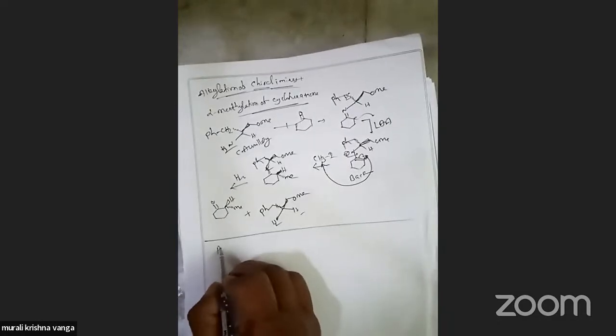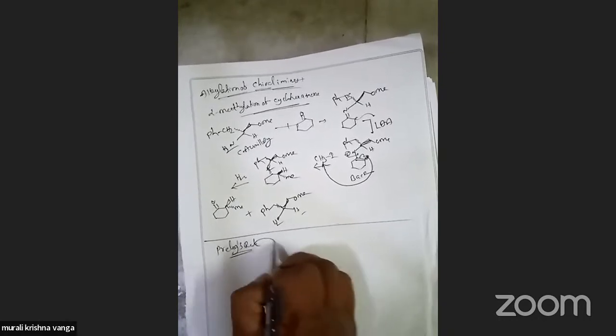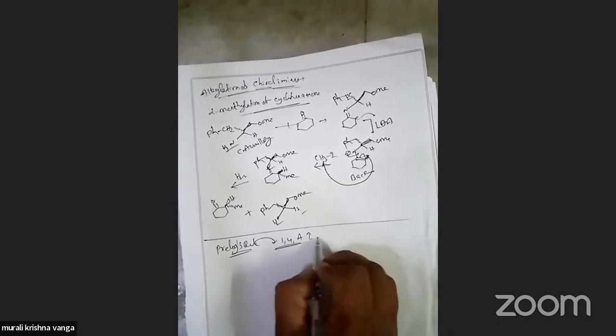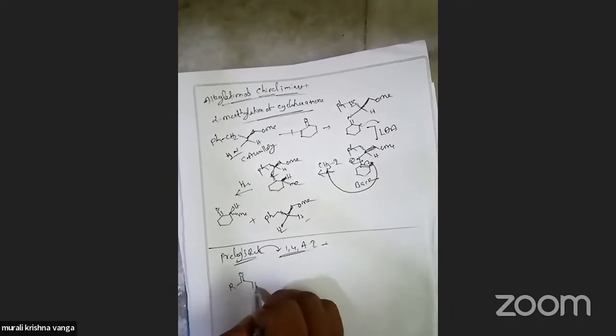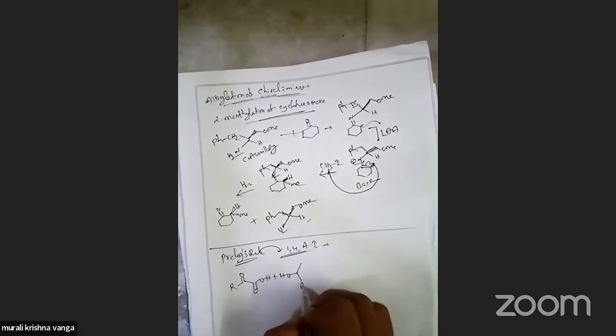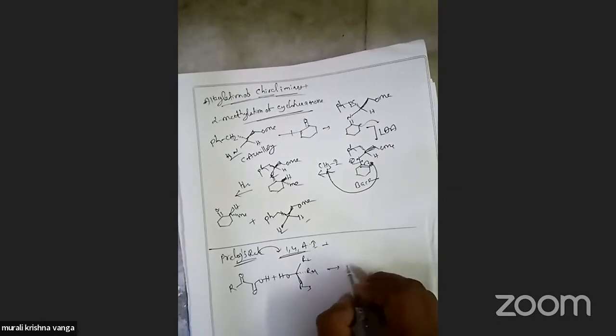This is alkylation of chiral imines. Next, we are going to discuss very important Prelog's rules. Prelog's rules are applicable for 1,4 asymmetric induction. That means a new chiral center is introduced at the fourth position of an already existing chiral center. That is 1,4 asymmetric induction.